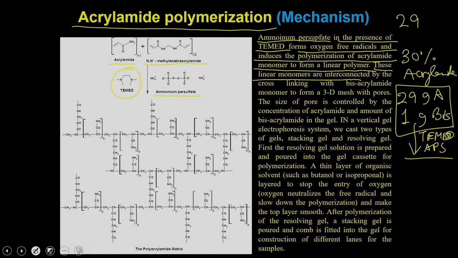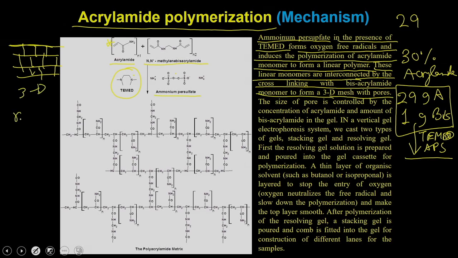These linear polymers are interconnected by cross-linking with the bisacrylamide monomer to form a three-dimensional mesh with pores. These acrylamide monomers are being polymerized, so they will form fibers like this. Because these two molecules form radicals, and suppose they form radicals on one molecule, these radicals interact with each other, and that is how they make the polymeric fibers. Then these polymeric fibers are also connected with the help of the bisacrylamide, because the bisacrylamide has cross-linking groups on both sides, and that is how you make a 3D mesh containing pores in between, and these pores are used for the biomolecules to pass through.